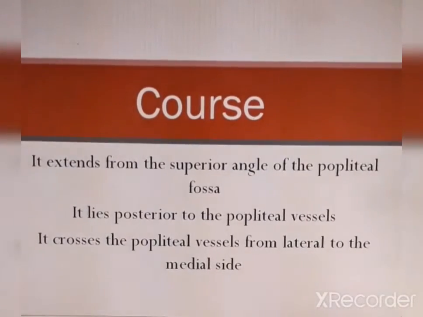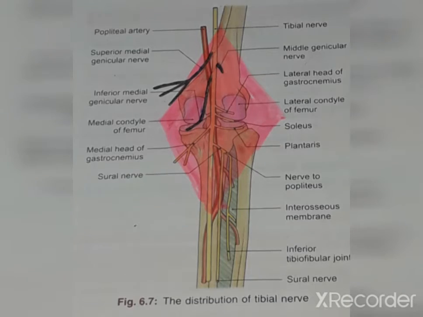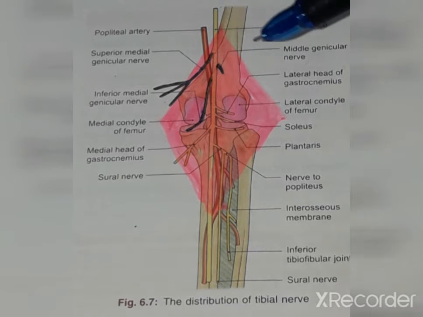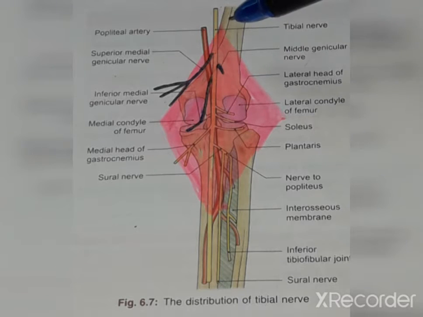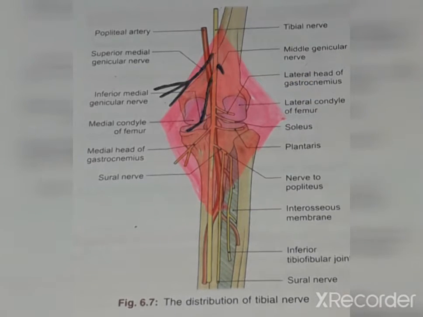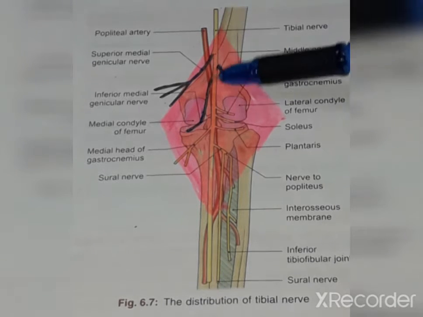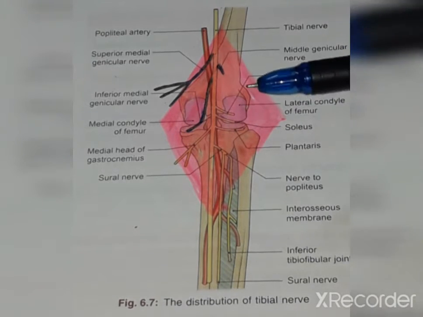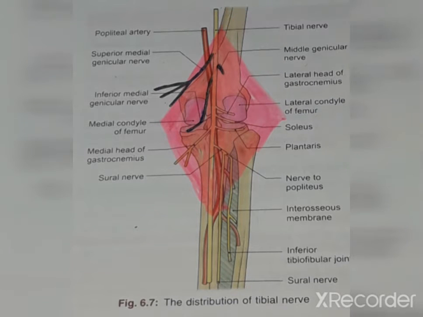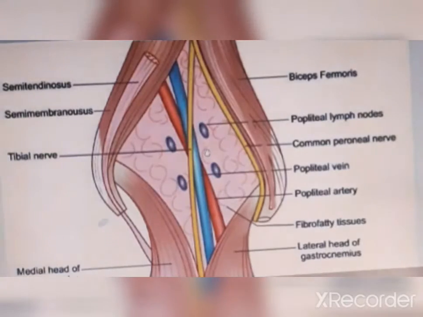Course of tibial nerve. In this picture, this pink color highlighted region is popliteal fossa. For popliteal fossa, there are four angles: superior angle, inferior angle, lateral angle, and medial angle. This is the tibial nerve. This tibial nerve extends from the superior angle of the popliteal fossa. This is the popliteal fossa.